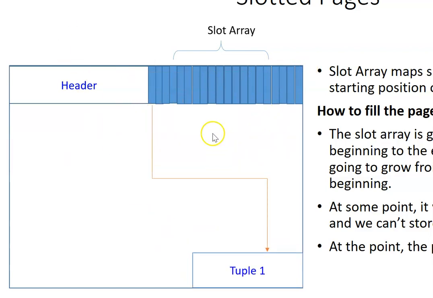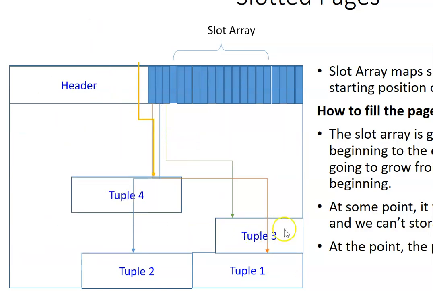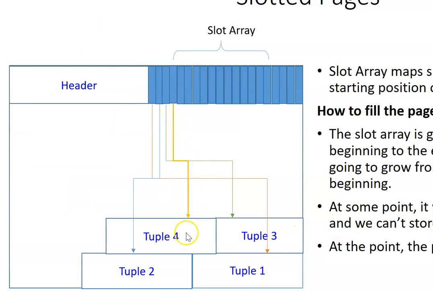So we have this slot array. This is the first slot, and it corresponds to tuple 1, that is record 1. Then you have a second slot in the array that corresponds to the second tuple. And then you have the third slot that corresponds to the third tuple. And also you have the fourth slot that corresponds to the fourth tuple.